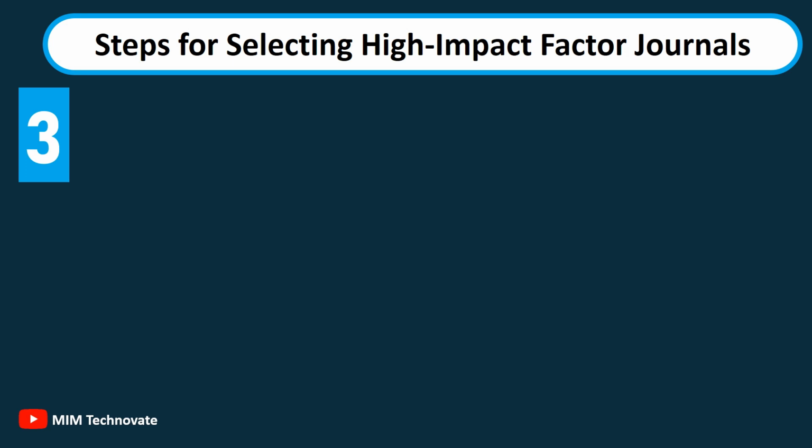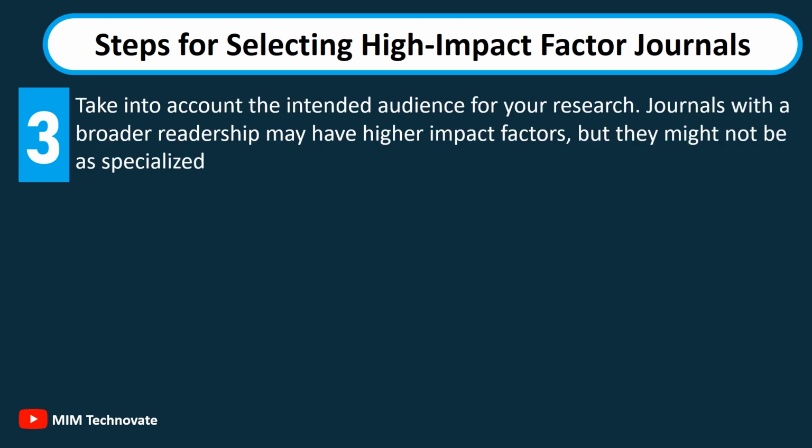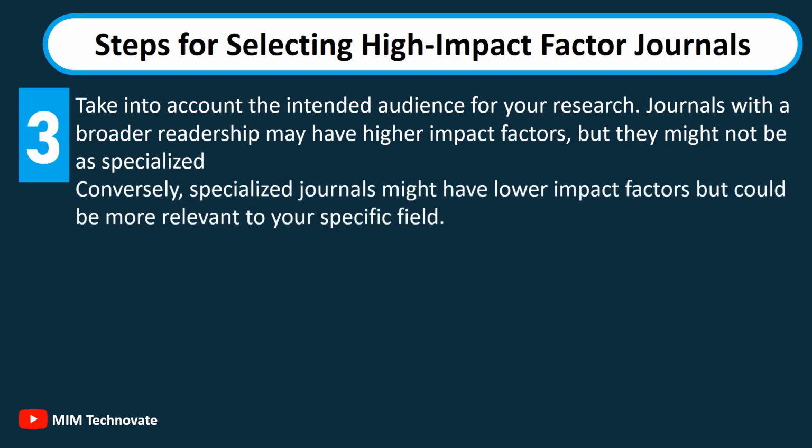Number 3. Take into account the intended audience for your research. Journals with a broader readership may have higher impact factors, but they might not be as specialized. Whereas specialized journals might have lower impact factors but could be more relevant to your specific field.